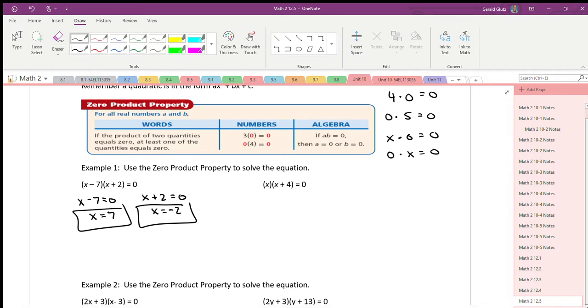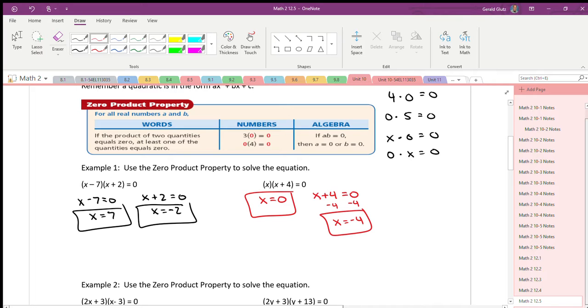Again, just like in previous sections, we have two answers because we have two x-intercepts. If I graph this, there would be two x-intercepts or two roots. So that's why there's two answers. Again, I'm going to do the same thing. I start with the first factor, set it equal to 0. Second factor, set it equal to 0. I don't have to do anything with this. x just equals 0. I just subtract 4 on both sides here, so x equals negative 4. So my two answers are going to be x equals 0 and x equals negative 4.